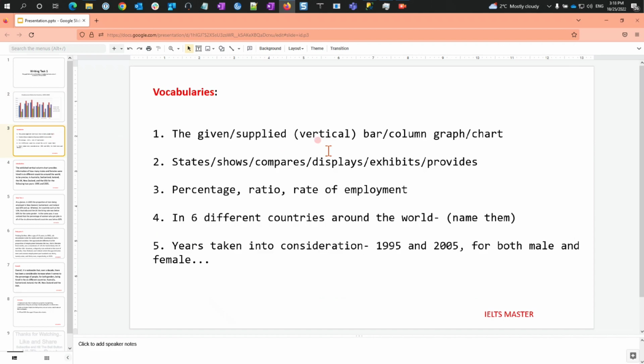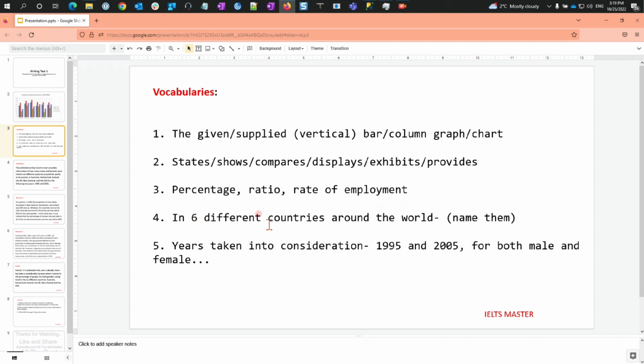So now let's see what kind of vocabularies we can provide for the task. We can say the given or the supplied vertical bar or column graph, or even you can say chart. And when it says it shows this, you can say states. You can even say shows, compares, displays, exhibits, provides. You can say percentage, ratio, rate of employment.